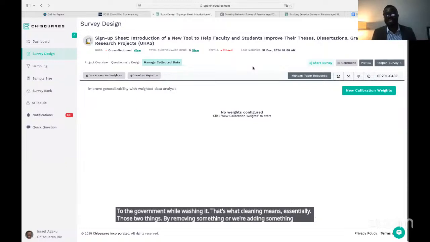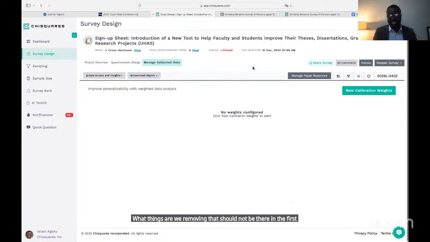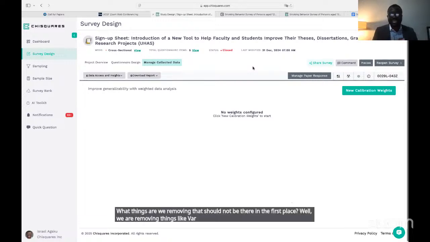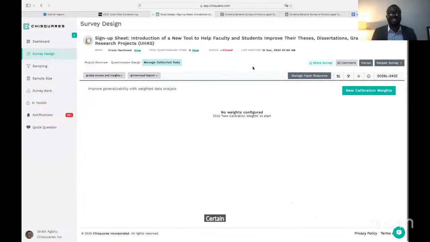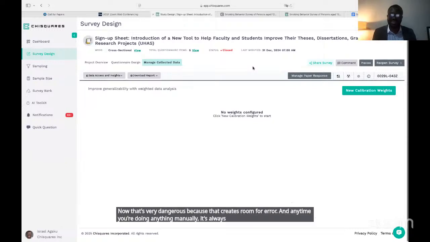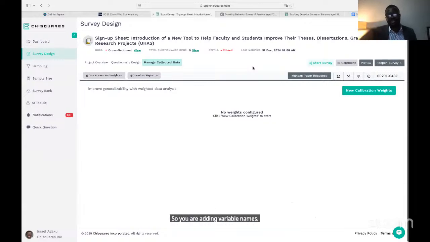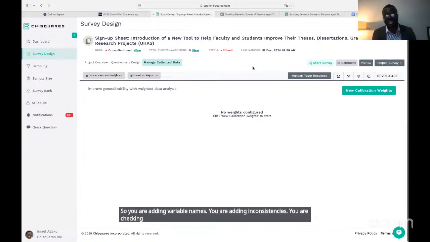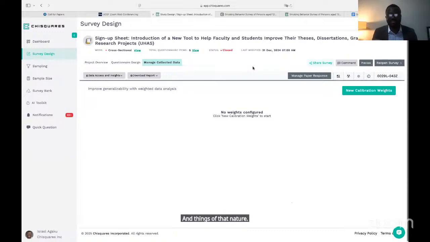Now, when we think of it in terms of data cleaning, what things are we removing that should not be there in the first place? Well, we are removing things like variable names that are entire sentences. If you collect data on certain platforms, after the data collection you have to start creating variable names. That's very dangerous because that creates room for error. Anytime you're doing anything manually, it's always a bad idea because the margin for error is so high. So you are adding variable names, you are checking for inconsistencies and reconciling them, and things of that nature. Well, every single one of those things is preventable, right?